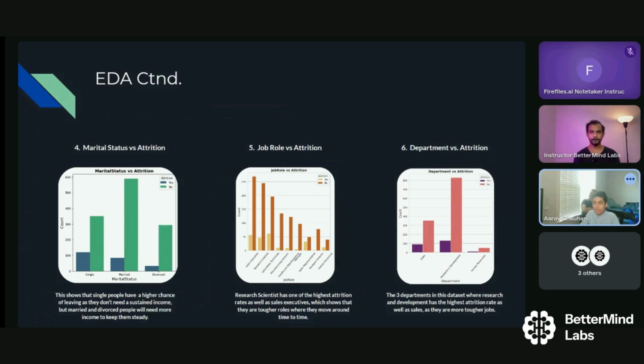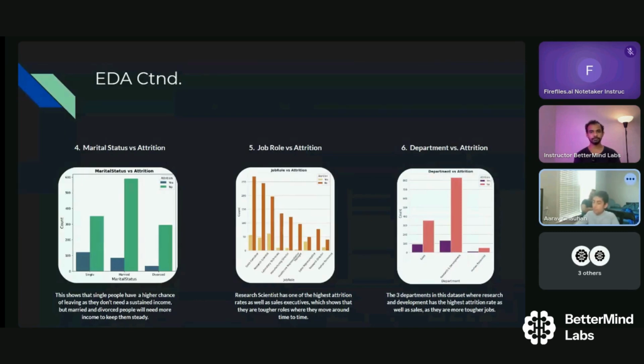Number five, job role versus attrition. High quit rates in research scientists and sales executives, as these roles may have higher stress or more job hopping opportunities. Department versus attrition. Sales and R&D departments show the highest attrition. This could be due to workload, targets, or competitive job markets in those areas.